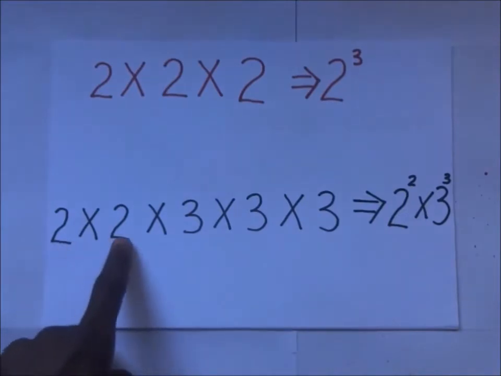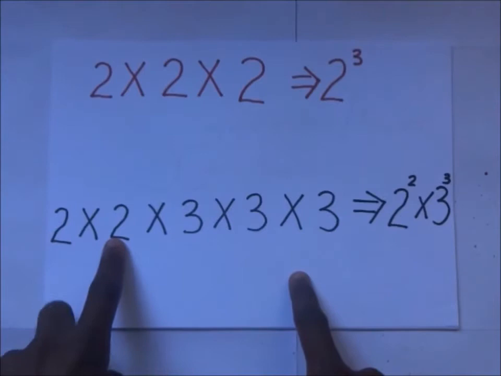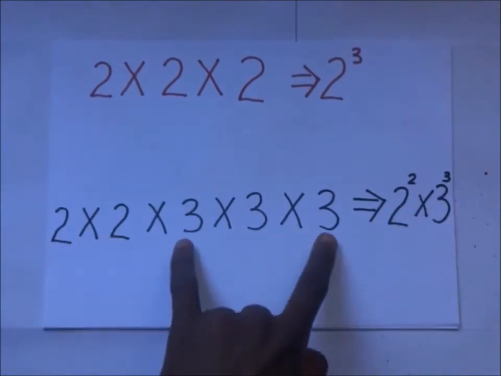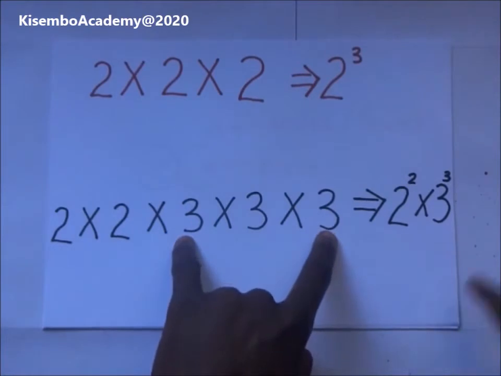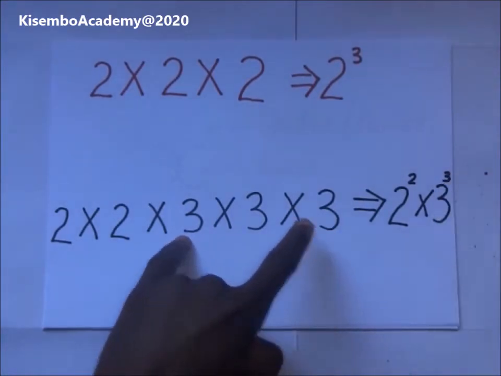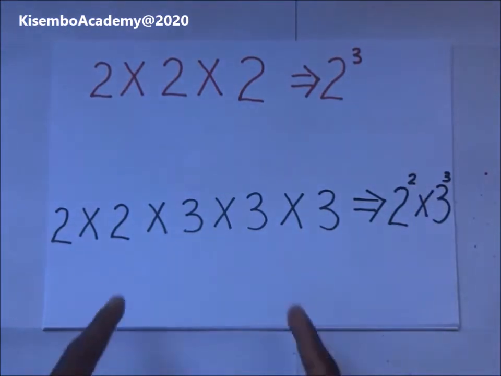Here we have 2 times 2, then we have 3 times 3 times 3. 2 has been multiplied 2 times, that's why it is 2 to the power 2. Then 3 has been multiplied 3 times, that's why we are calling it 3 to the power 3. The power represents how many times the number has been multiplied.